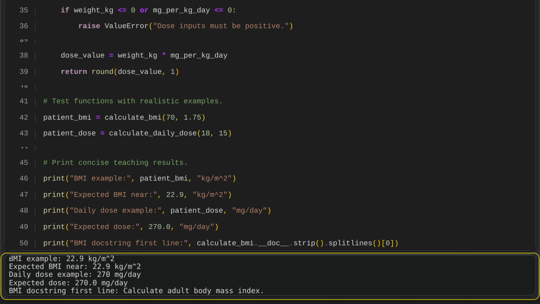The script defines documented functions to calculate body mass index and a weight-based medication dose. It then tests them with example values, producing a BMI of 22.9 and a daily dose of 270 milligrams. The output compares these results with expected values and also shows how to access the first line of a function's documentation.